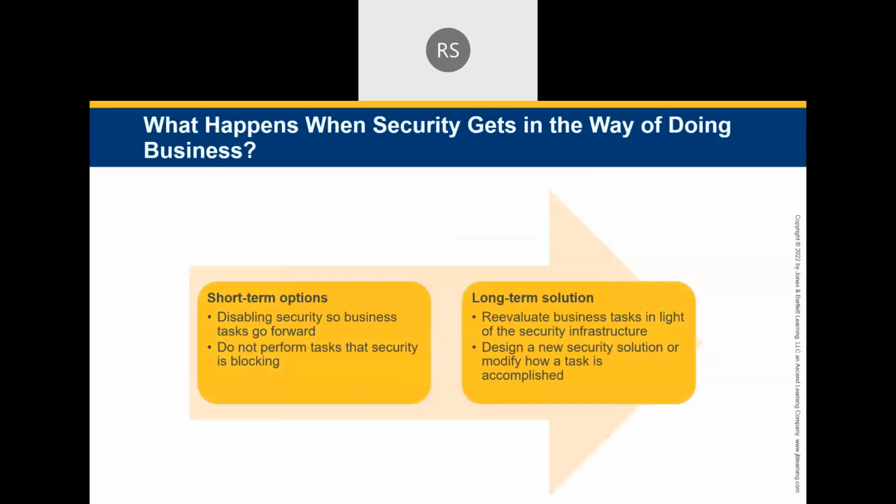Now, the long-term solution is maybe to reevaluate business tasks. So you analyze business processes in the context of the existing security infrastructure. And when you do this, you're going to identify the tasks that are consistently clashing with those security measures. And from there, you design a new security solution or modify how a task is accomplished. You do this to better align with your operational needs.